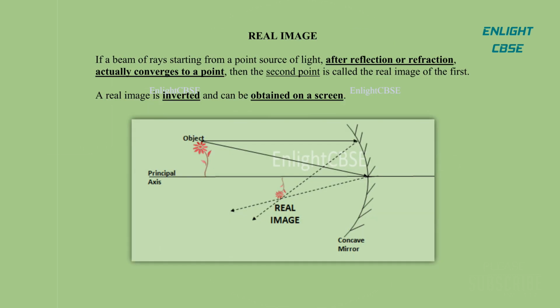What is a real image? If a beam of rays starting from a point source of light, after reflection or refraction, actually converges to a point, then the second point is called the real image of the first. A real image is inverted and can be obtained on a screen.